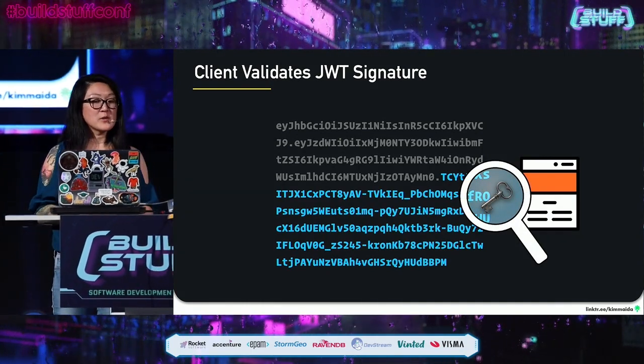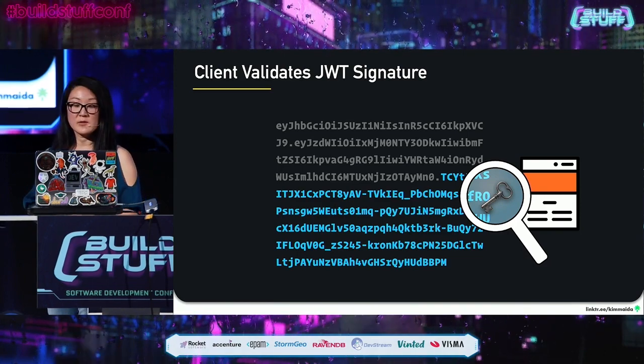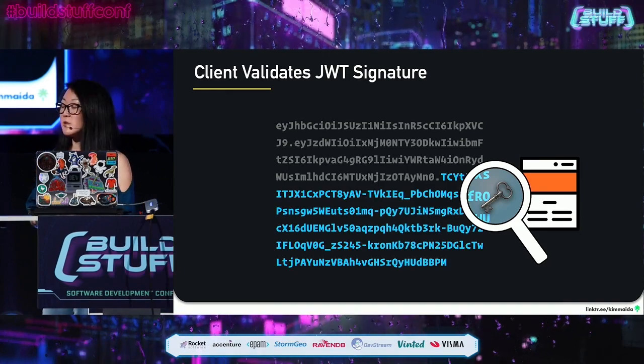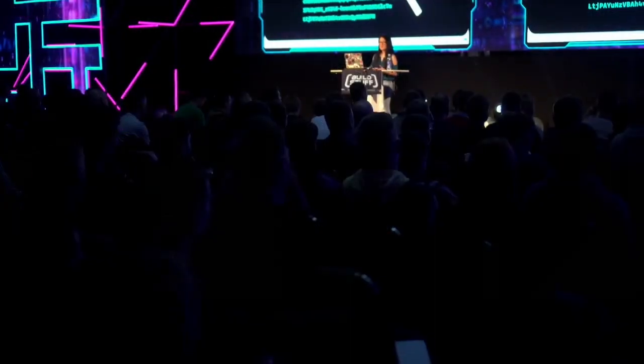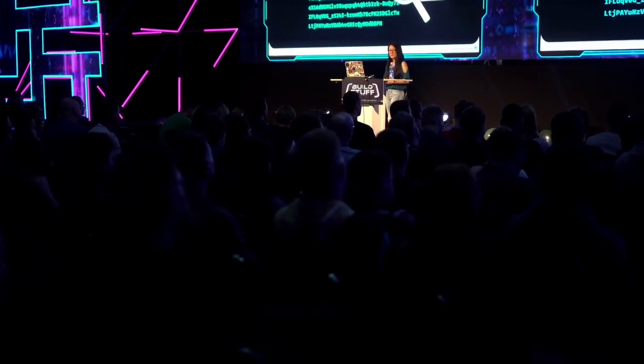Then what happens is when the client receives the JSON Web Token, the client is going to validate the signature using a key. And in this case, because we're talking about asymmetric signing, different keys are used to sign and validate, and the public key is going to be used to validate.